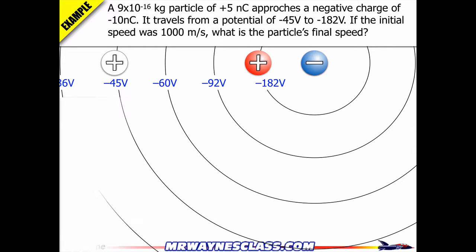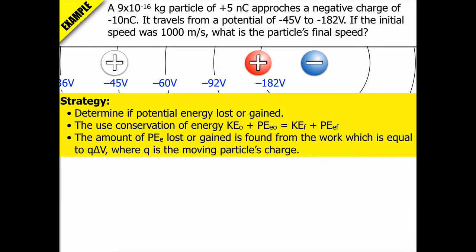So here's my strategy. I'm going to determine if the potential energy is lost or gained. As it approaches, I can see that it's going to be attracted, so it's going to gain. I'm going to use the conservation of energy with the initial energies equal to the final energies. And the amount of potential energy lost or gained is found from the work, which is equal to QV, where Q is the moving particle's charge.